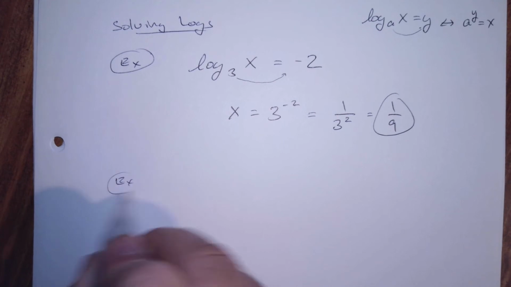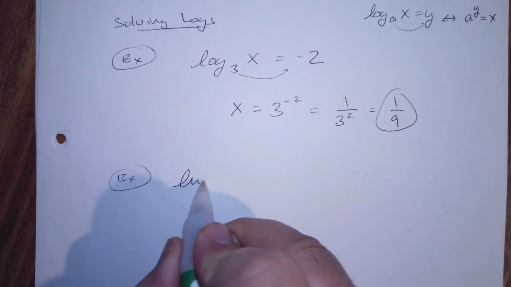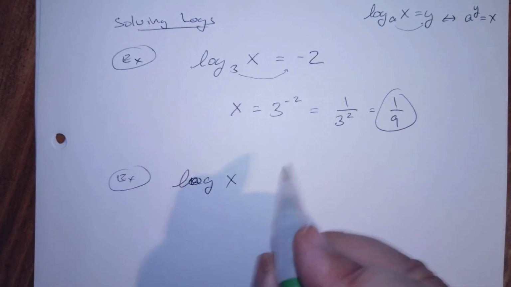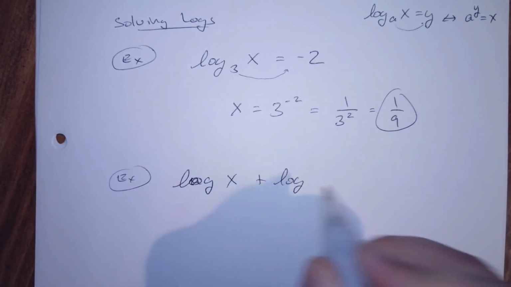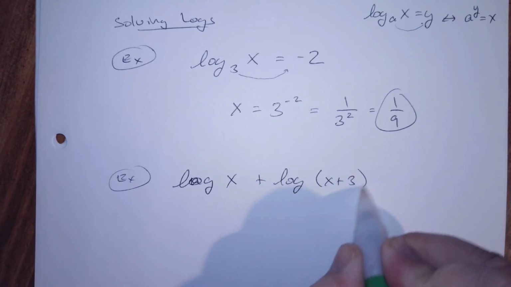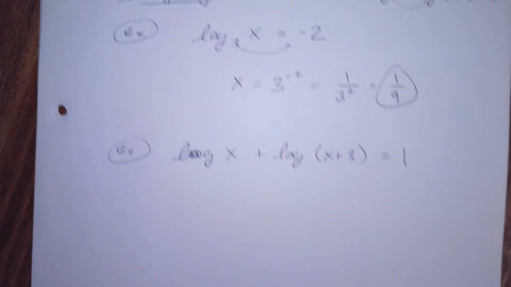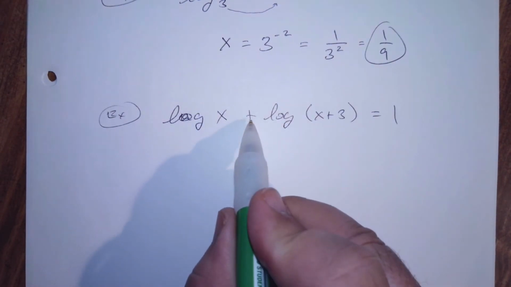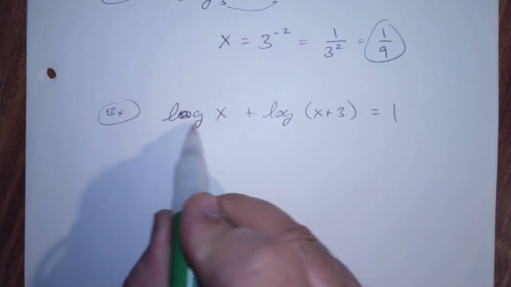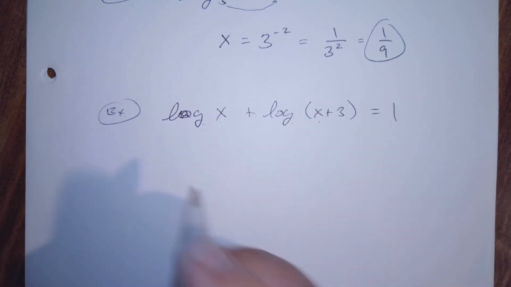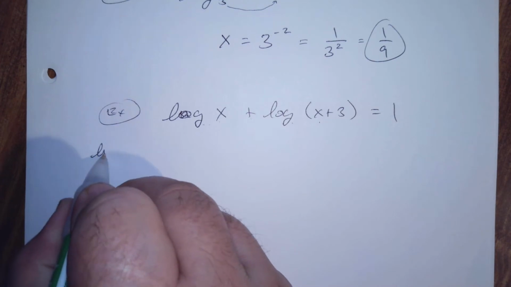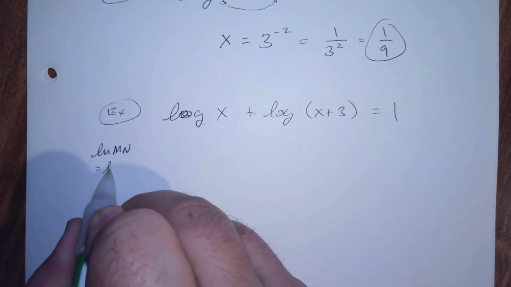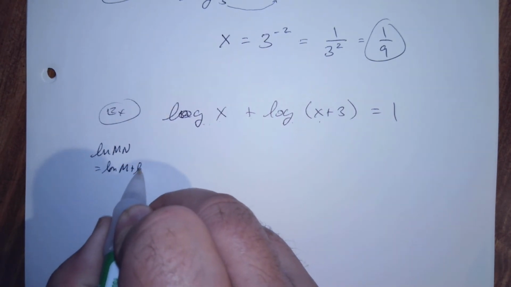Let's look at another one. log x plus log x plus 3 equals 1. It could be ln x also in these examples, just whatever it is. Okay, now to solve this one, what do we have to do? Since they're addition, and they're the same bases, we can combine these two. Remember this property. Whenever you're multiplying them, you could separate them by addition.